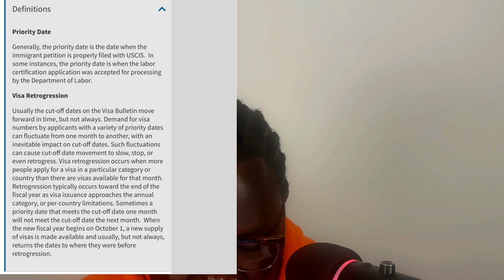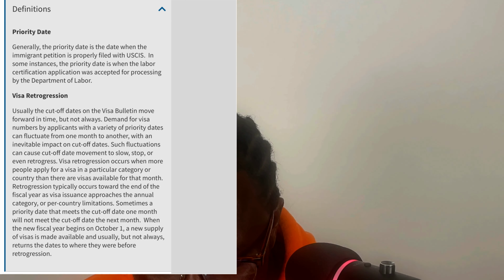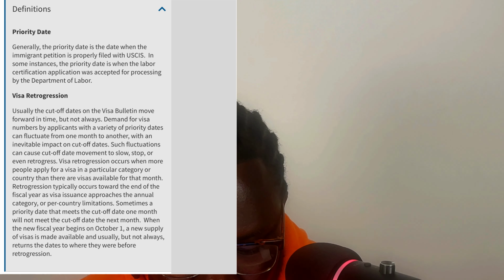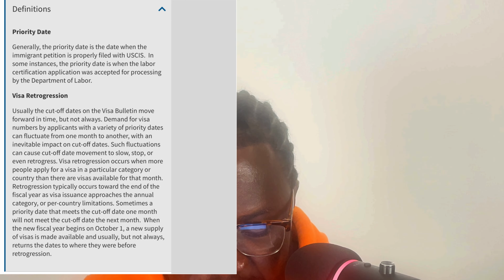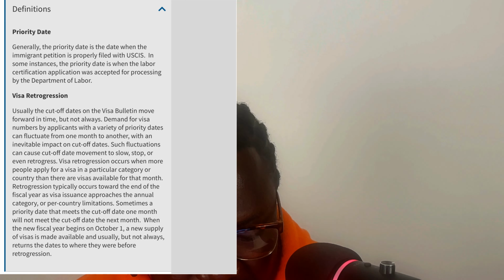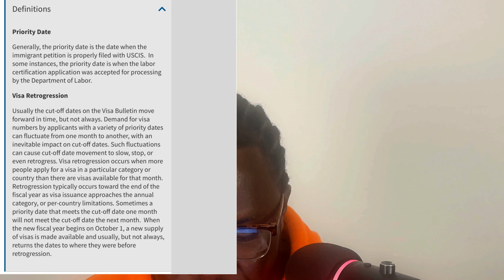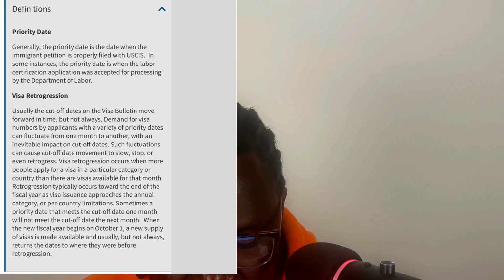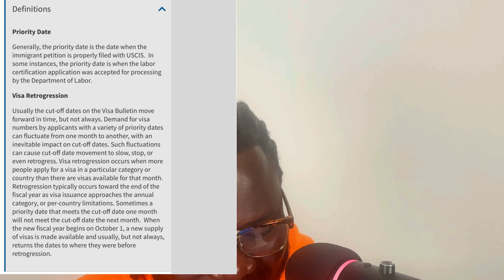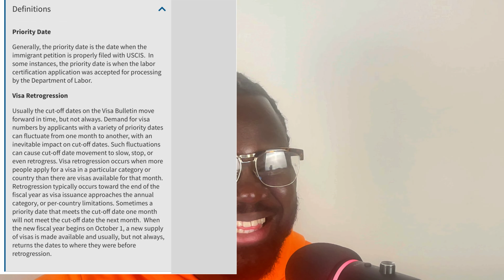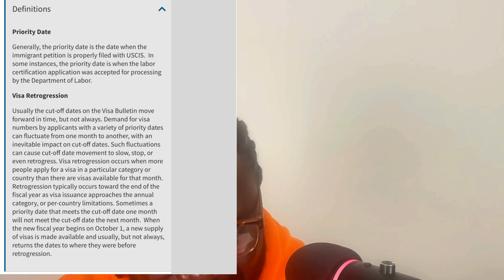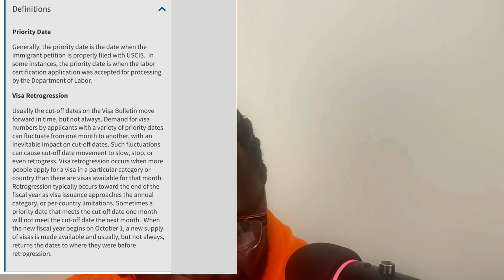It says retrogression typically occurs toward the end of the fiscal year as visa issuance approaches the annual category or per country limitations. Now keep this in mind, per country limitations. I'm going to share some data with you regarding this one. And then it goes on to say sometimes a priority date that meets the cutoff date one month will not meet the cutoff date the next month. This one also makes sense, right?